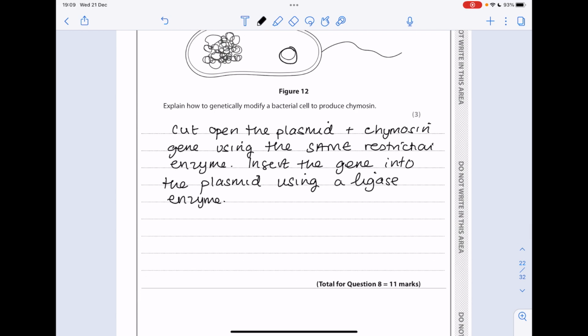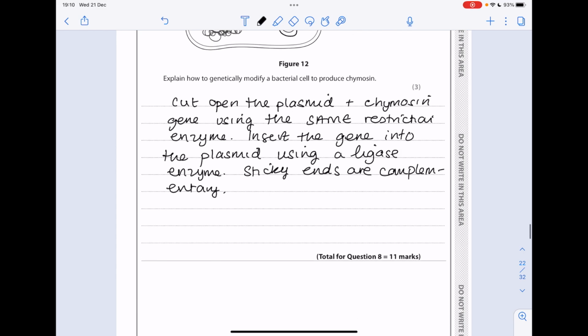Remember, use sticky ends to seal these 2 things together, and that they must be complementary. And then once that plasmid has that chymosin gene, it's known as a recombinant plasmid, and then it's reinserted back into the bacterial cell. Always write nice full answers here. Don't repeat yourself, but fill your answers with scientific detail.